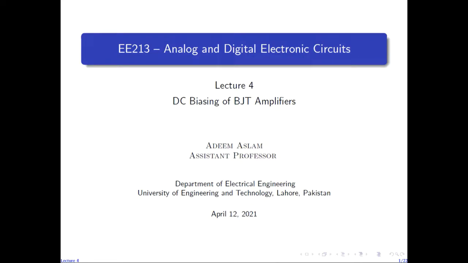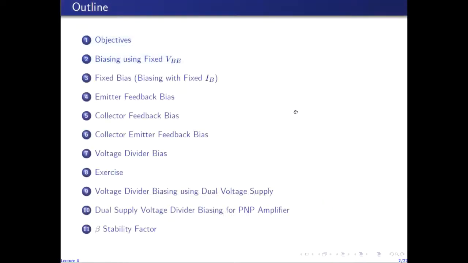I welcome you all to the fourth lecture on analog and digital electronic circuits, in which we will study different biasing schemes for the BJT amplifiers. In lecture 3, I have already talked about the need for biasing of the BJT amplifiers. So after quickly reviewing the objectives of the biasing schemes, I will discuss various biasing networks in which I will present mathematical expressions for the bias points of the biasing networks, as well as the relations which can be used to design the respective biasing networks.